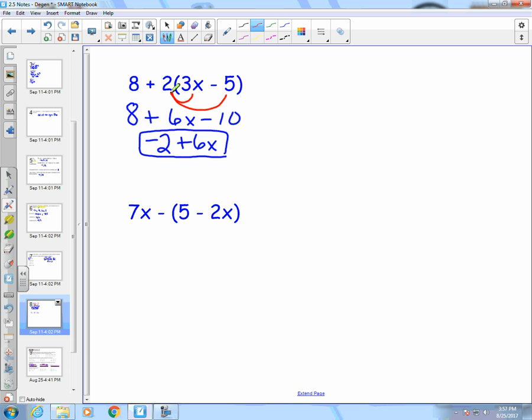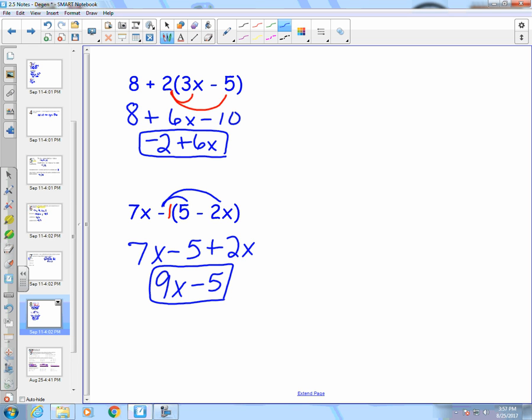On the second one, you will be distributing a negative 1 inside the parentheses. So we'll have 7x minus 5 plus 2x. Add your like terms, 7x and 2x. Give you 9x minus 5, and you just simplified your expression.